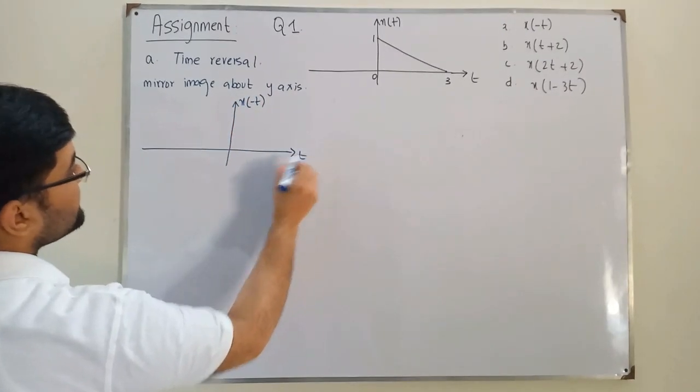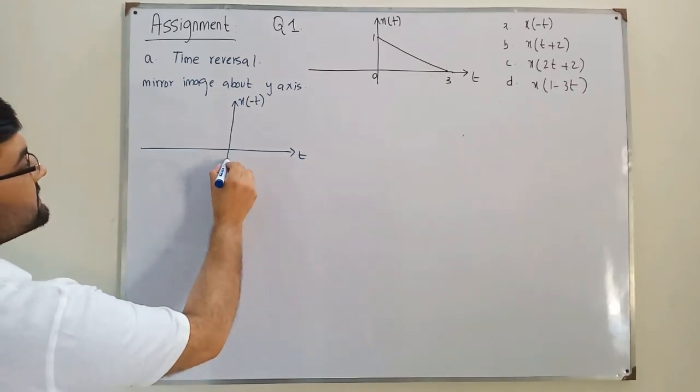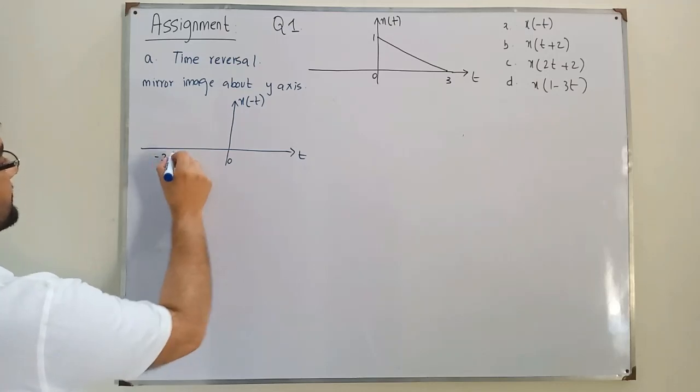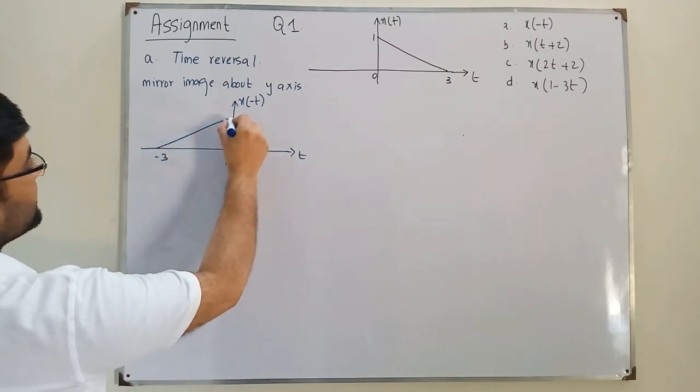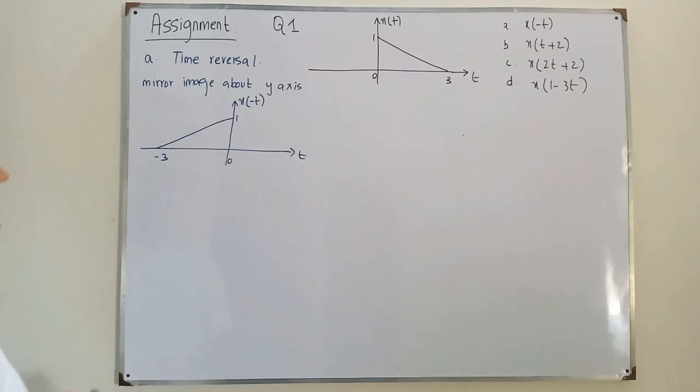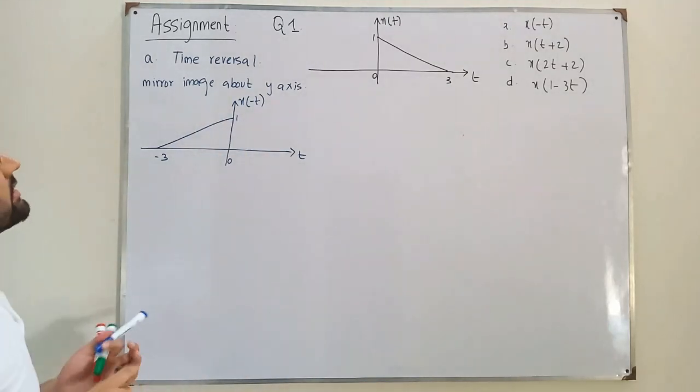This is the time axis. Position 0 will stay at 0. Position 3 will go to position negative 3. So this is negative 3, this is 1, and it is now 0 on the positive side. So this is part A of it.